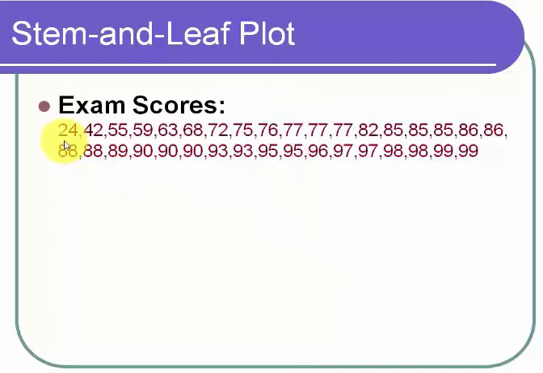So here are the exam scores that happened in my last class. You can see they range between this person, who probably didn't study, got 24%, not very good on the exam, and this person got 99% on the exam. A couple of them did, actually. And here's how we draw a stem and leaf plot for this data.